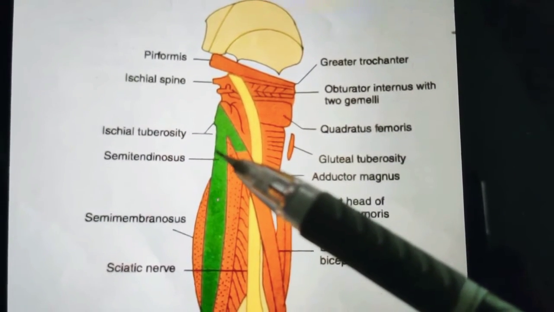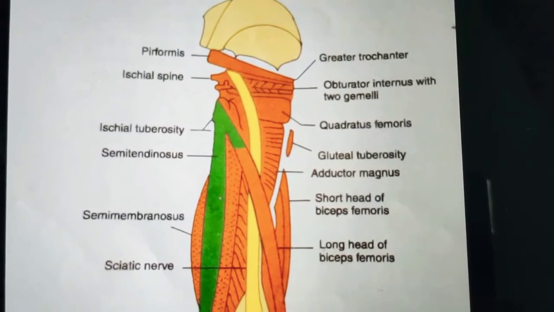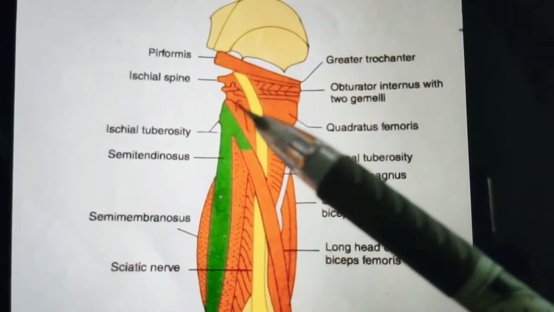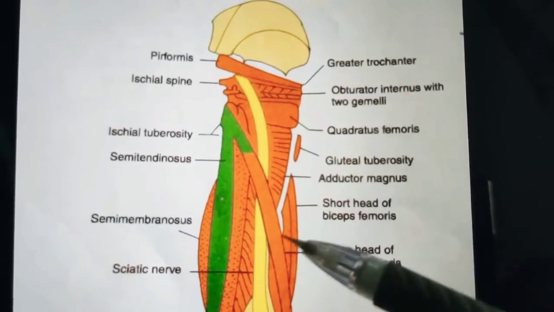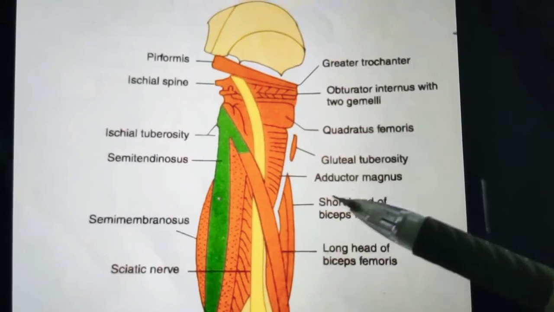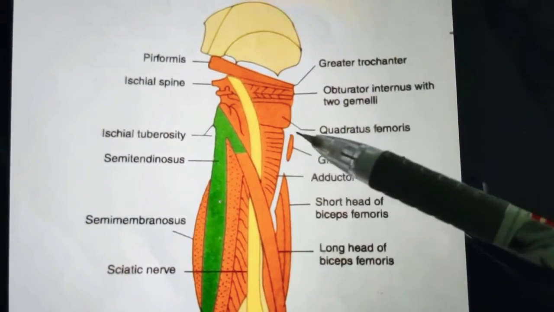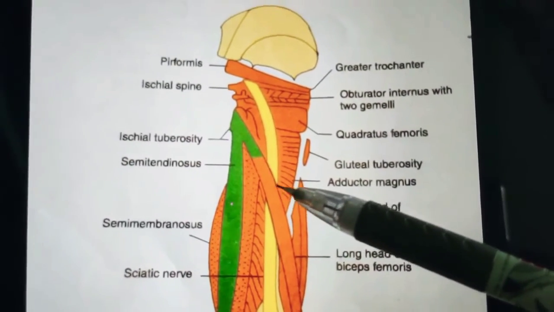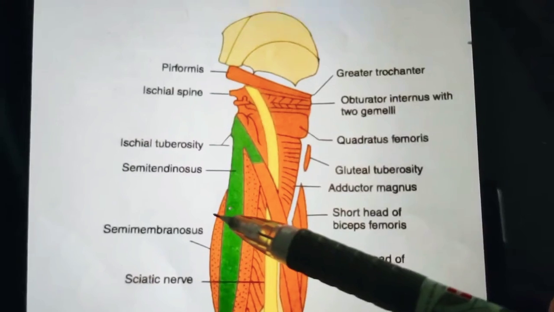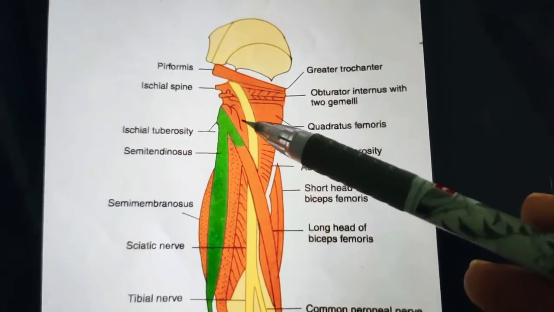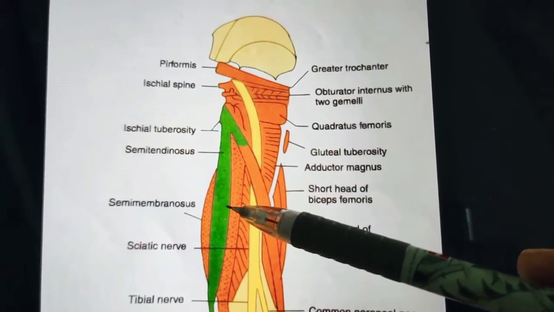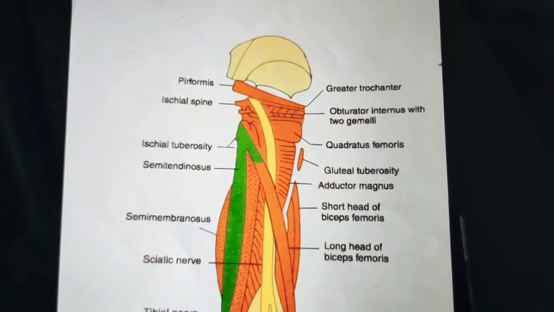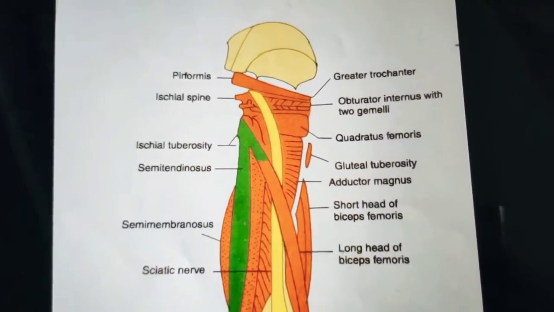Also there is a branch of the medial circumflex femoral artery and the capsule of the hip joint lying deep to these muscles, and also the upper transverse fibers of adductor magnus. All these are located anterior to our sciatic nerve. On the medial side you have the inferior gluteal nerve, vessels, and sometimes the posterior cutaneous nerve of the thigh. These are the different relations of the sciatic nerve in the gluteal region.